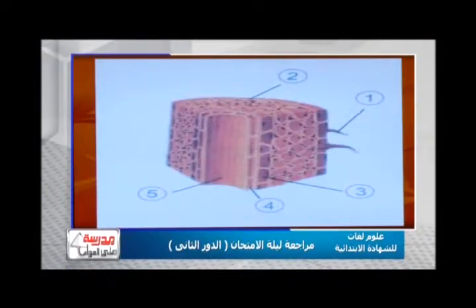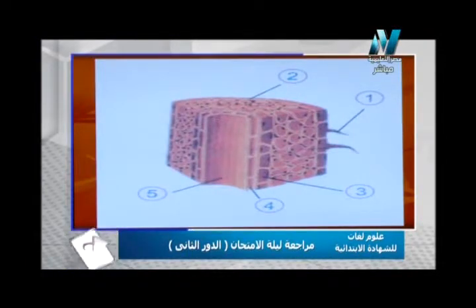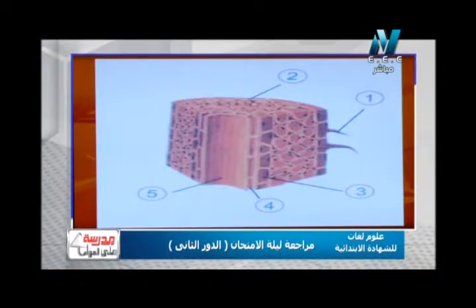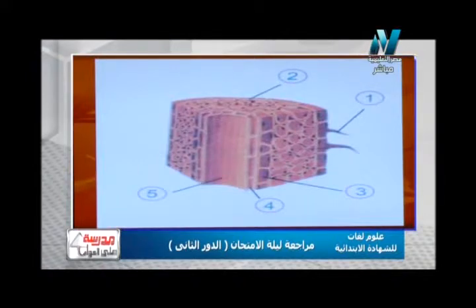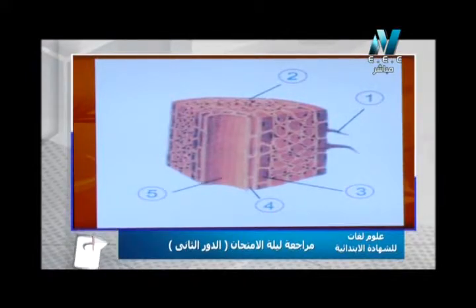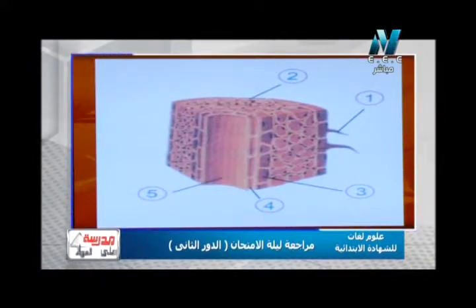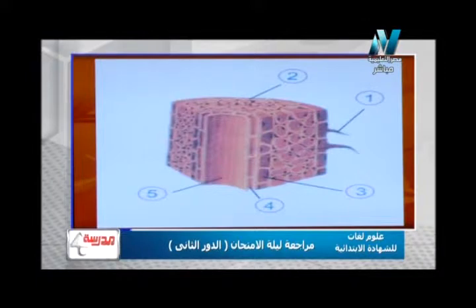So the question says that here I have a section in the plant root. في هنا قطاع في جذر النبات. I have 1, 2, 3, 4, 5. So I can remind you what is the root hair. هي root hair أو شعيرة جذرية. Number 2 is the epidermis, the first layer. Number 3 is the second layer, the cortex. Number 4 is the xylem, and number 5 is the pith.